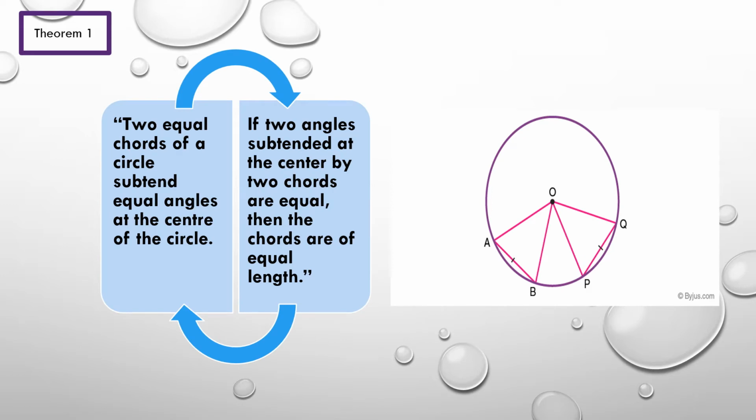Okay, so the first theorem is: two equal chords of a circle subtend equal angles at the center of the circle. That means if we have two equal chords, say AB and PQ, then they subtend equal angles, angle AOB and angle POQ, at the center. Similarly, we have the converse of this theorem. That means if these two angles subtended by the two chords at the center are equal, then the chords must be of equal length. That is, chord AB will be equal to chord PQ.